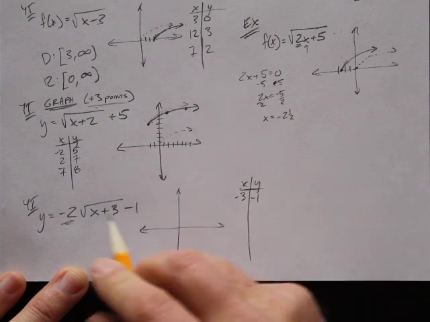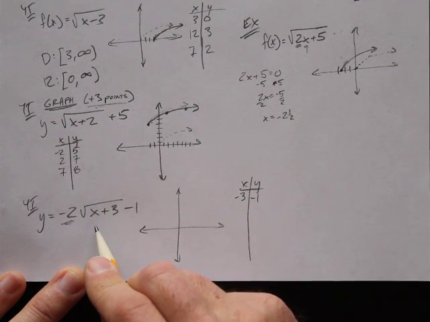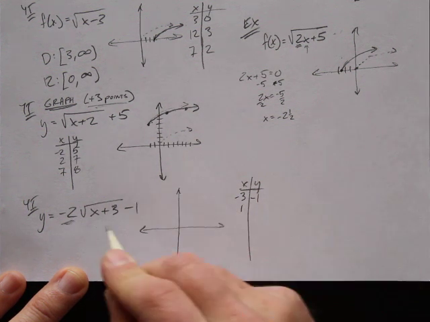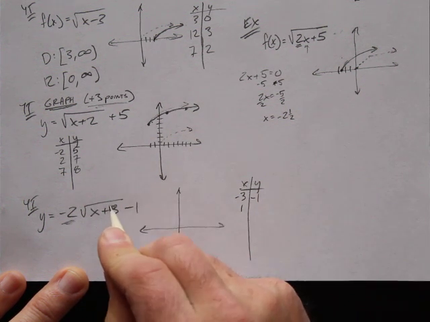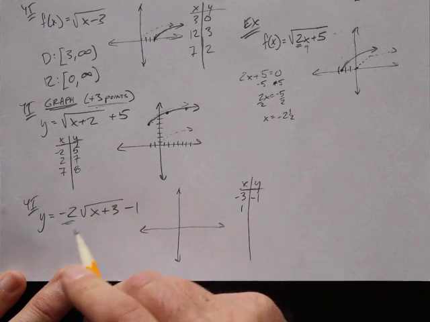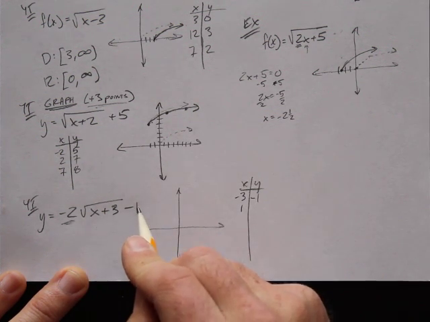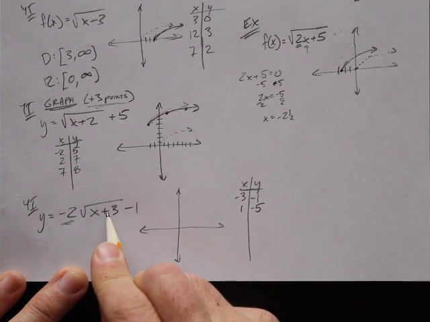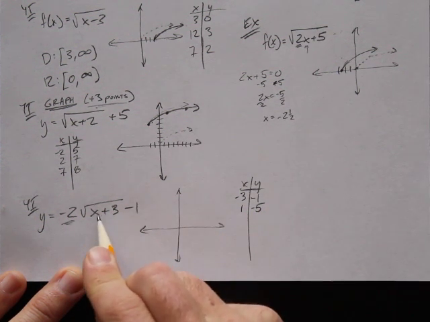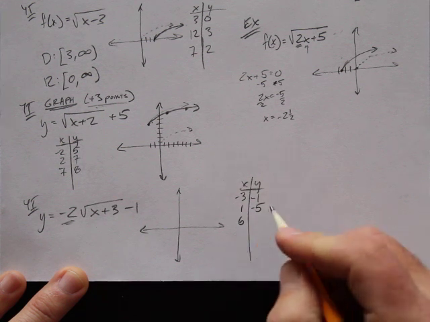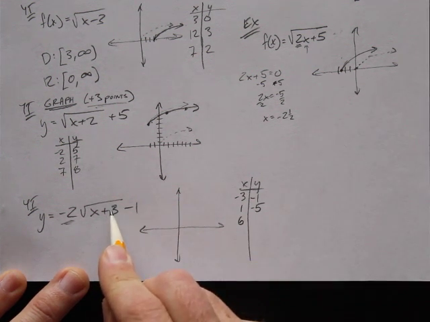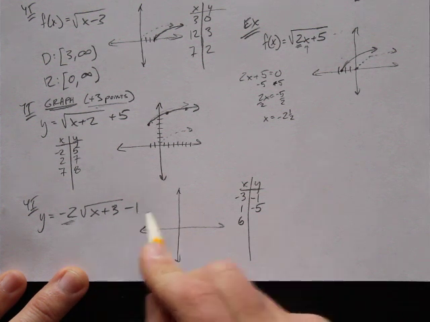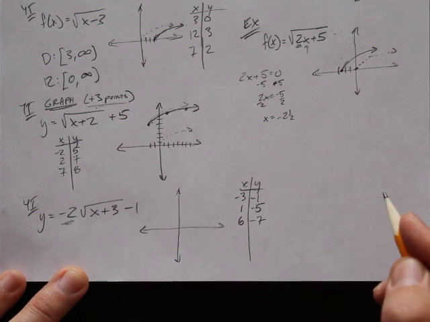Now I'm going to plug in another one that's going to make this easy. Let's see, +1. If I plug in +1, that gives me 4. Square root of 4 is 2. 2 times -2 is -4. -4 minus 1 is -5. Now let's make this 9, so I'll plug in 6 for x. Square root of 9 is 3. Times -2 is -6. Minus 1 is -7.